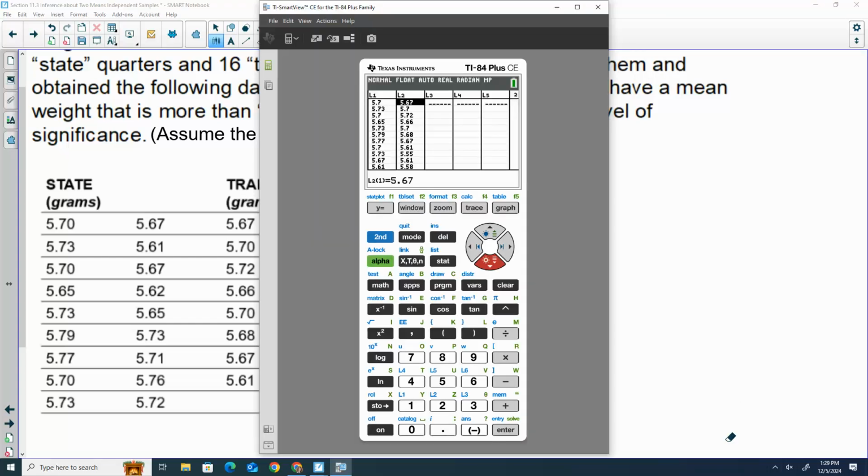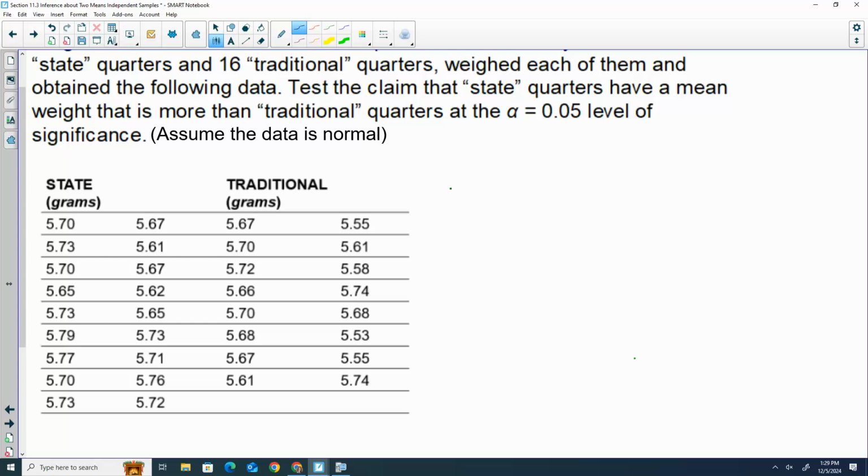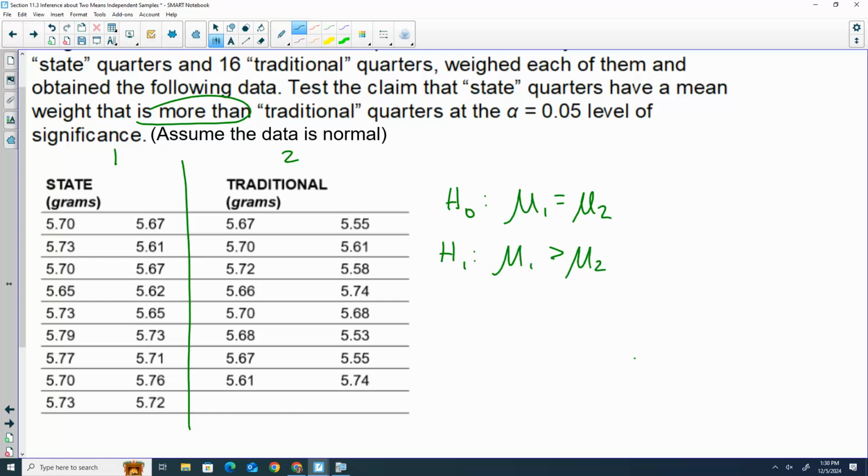The null and alternative hypothesis. So the null, since they're separate, we're not looking at the difference. It's just that the mean of the first equals the mean of the second. Alternative, what am I trying to decide? Greater than, if the state quarters have a mean that is more than. So just so we're consistent, the first thing in our table is always going to be number 1, the second thing is number 2. If I want this one to be higher, I'm testing if the mean of the first is more than the mean of the second.